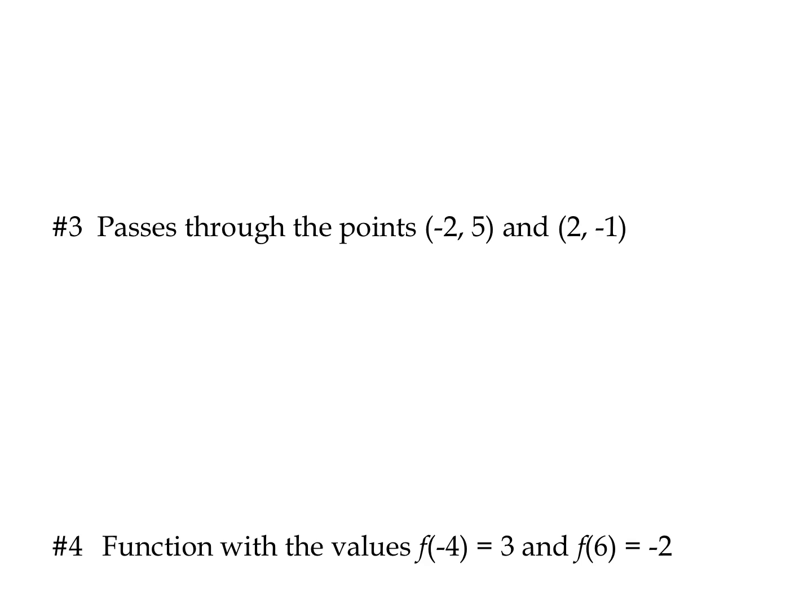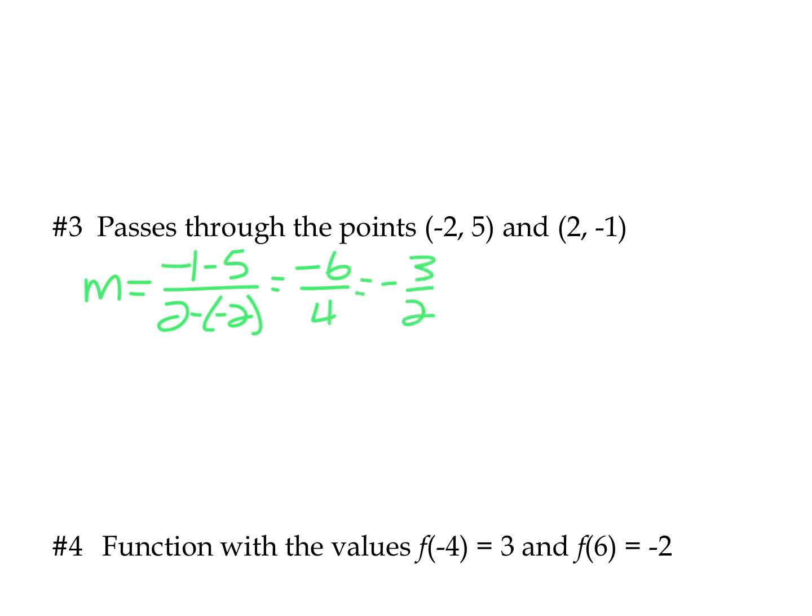Let's see what you can do to come up with an equation of the line through the points negative 2, 5 and 2, negative 1. So we're going to start by calculating the slope because we don't have that. So we start off by doing m equals negative 1 minus 5 over 2 minus negative 2. Okay, that's negative 6 over 4, which I can simplify to negative 3 over 2. So my slope would be negative 3 over 2.